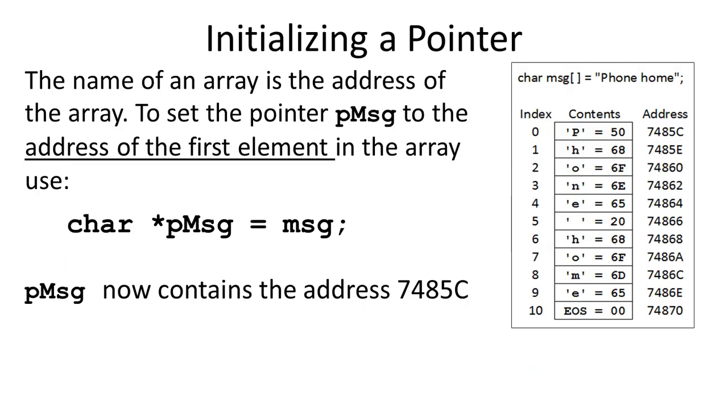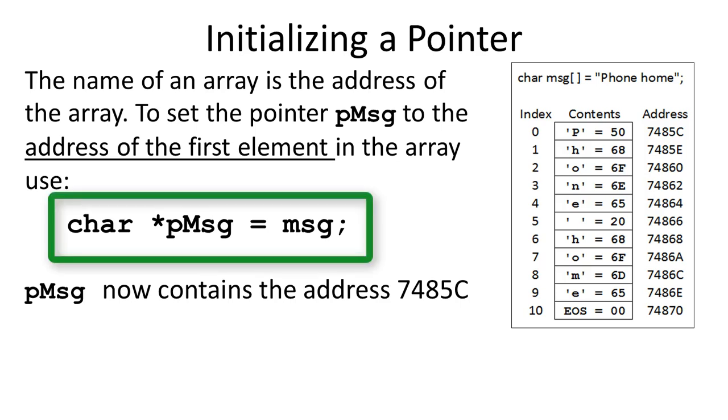The name of an array is the address of the array. To set the pointer pMessage to the address of the first element in the array, use char *pMessage = message; Now, pMessage contains the address 7485C.